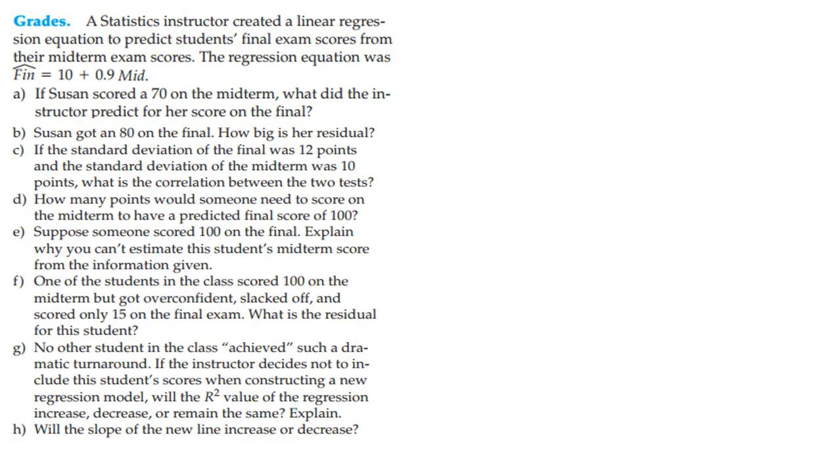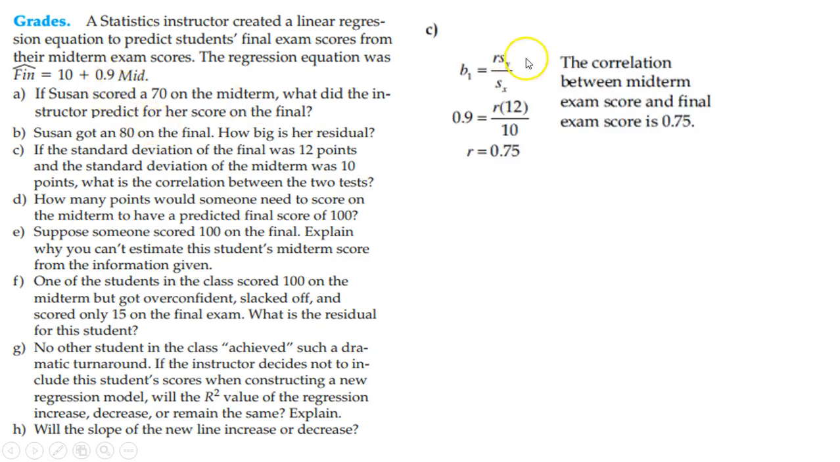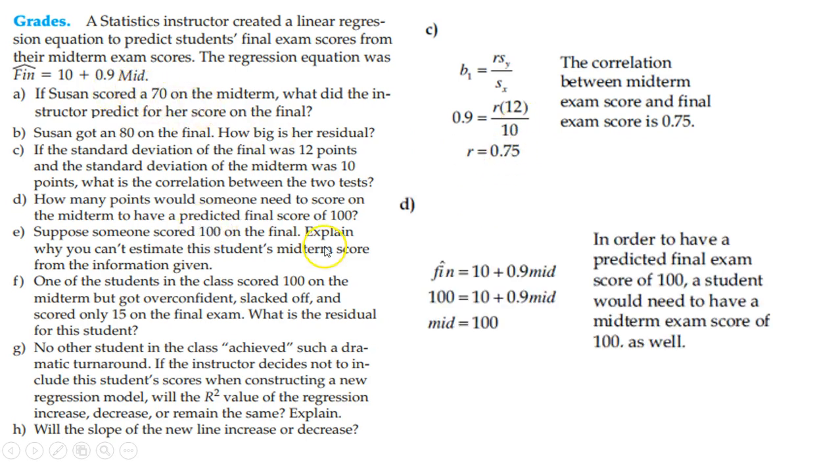If the standard deviation of the final was 12 points and the standard deviation of the midterm was 10 points, what is the correlation between them? Well, we can find that because we know the slope. So what they're saying is, remember, slope is that. I know the slope, I know that and that, so I can basically just multiply by 10, divide by 12, and that'll tell me the R. So we ended up getting our R for that. It's positive because the slope is positive.